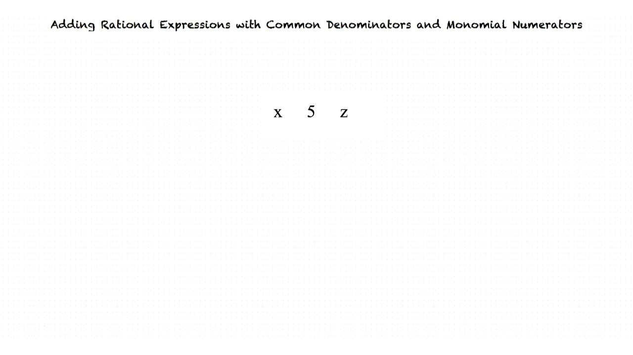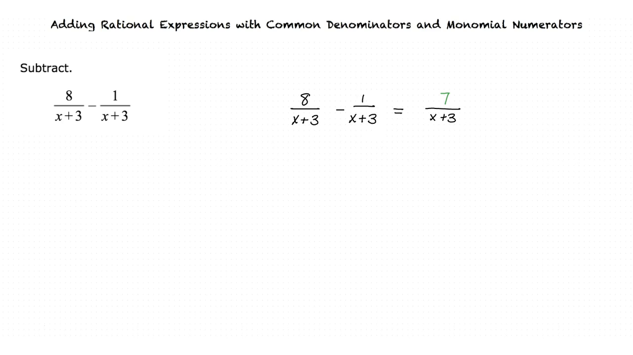That's a good idea. In this example, we are being asked to subtract the two rational expressions, 8 over x plus 3 minus 1 over x plus 3. Why don't you tell me what we need to do? Okay, let me think. Well, since the denominators are the same, we subtract 1 from 8, right? That's right. Here, we would subtract 1 from 8 and keep the denominator the same. This will give us 7 over x plus 3, which is our final answer.